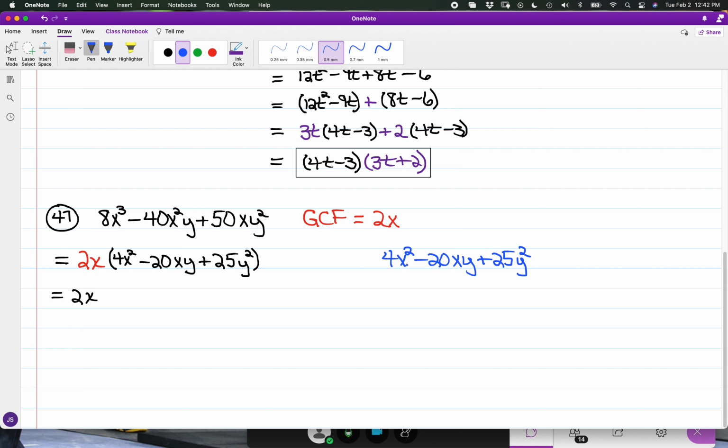So once again, looking at factoring by grouping, we have 4 times 25, and 4 times 25 will be 100. And we're now looking for factors of 100 that will add up to the middle coefficient, minus 20.